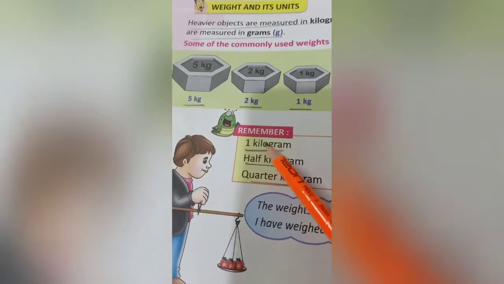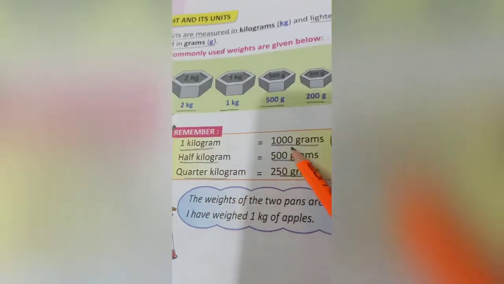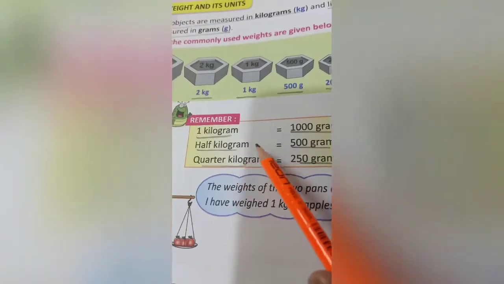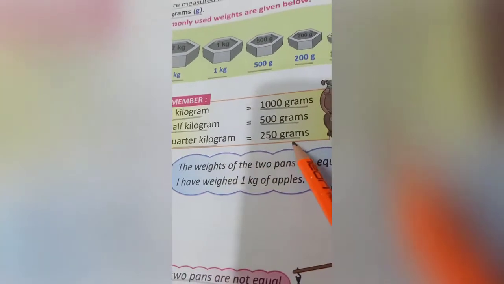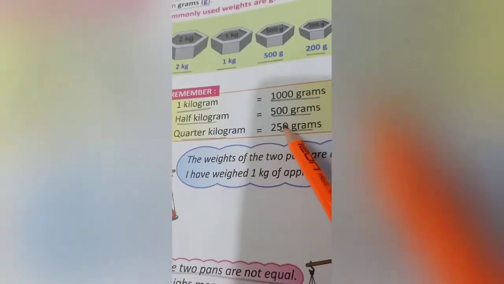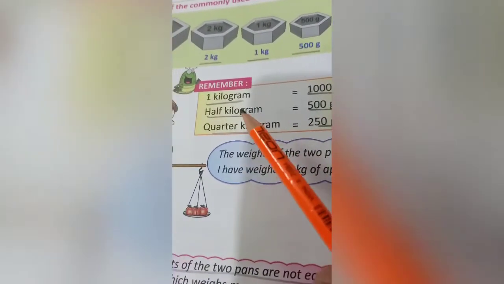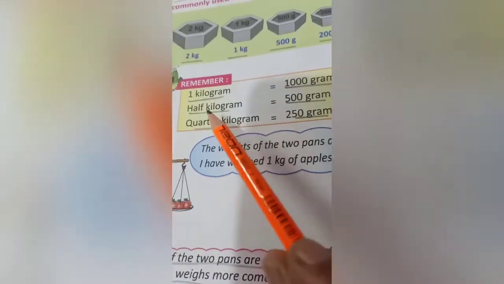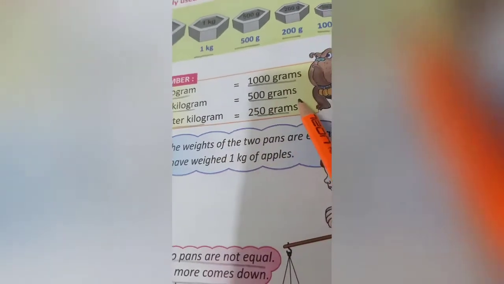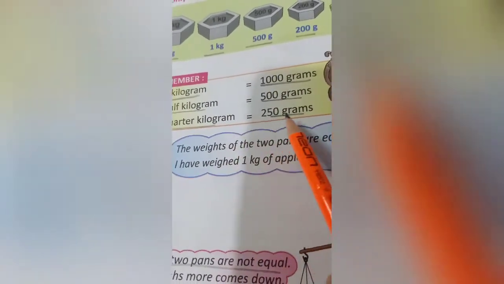So for this we have to remember: 1 kilogram is equal to 1000 grams. Half kilogram is equal to 500 grams. Quarter kilogram is equal to 250 grams. So for this, learn this. Always remember. Okay. 1 kilogram, 1000 grams. Half kilogram, 500 grams. Quarter kilogram, 250 grams.